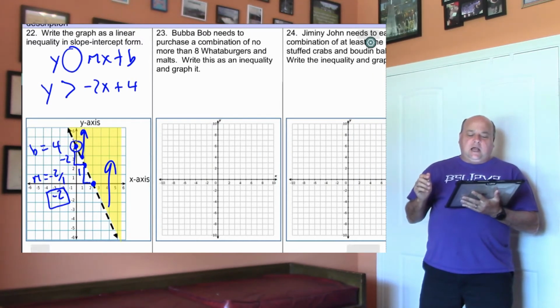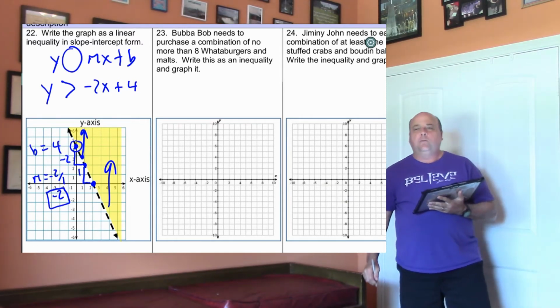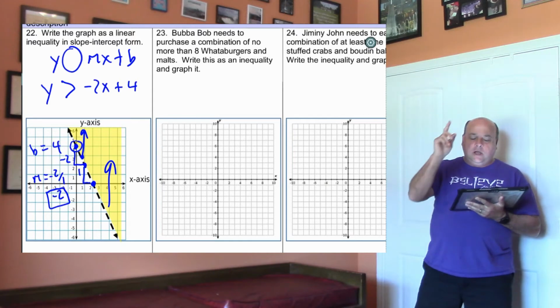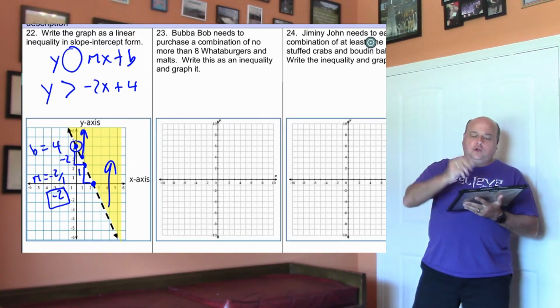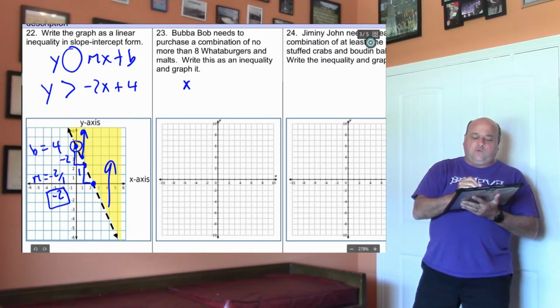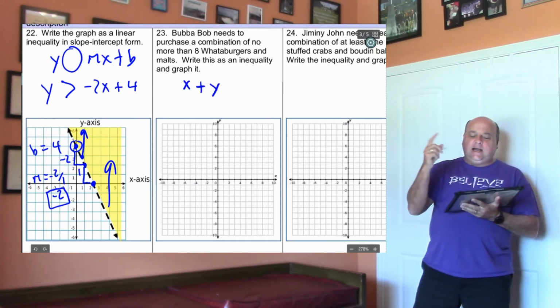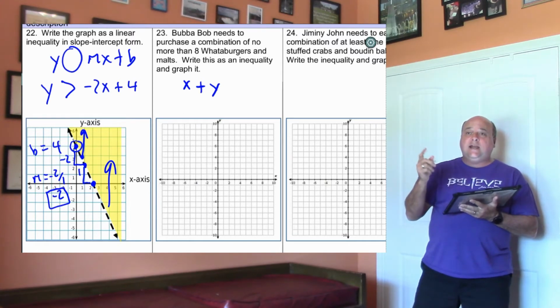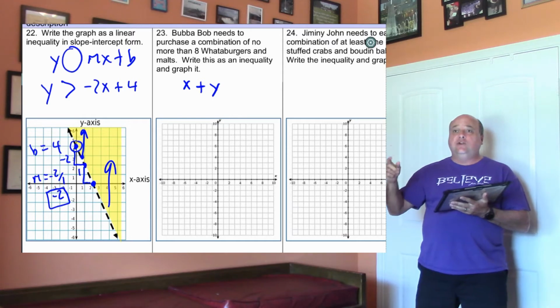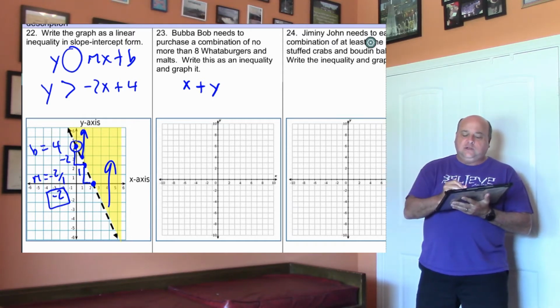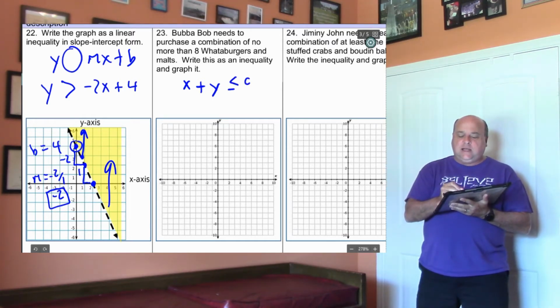Bubba Bob needs to eat a combination of no more than 8 Whataburgers and malts. That's good. Write this as an inequality and graph it. What we're going to do is x for the Whataburgers and y for the malts. He's got to eat a combination of no more than 8. No more than 8 includes 8. 8 is no more than 8, okay? So it has to be less than or equal to 8.